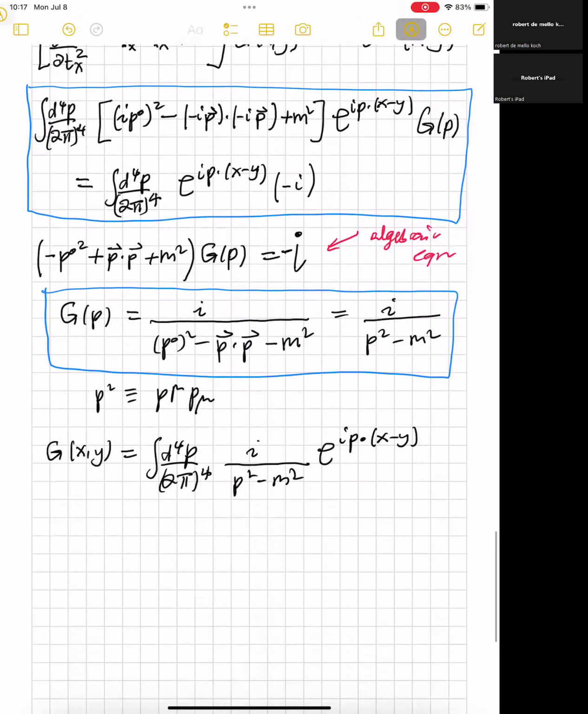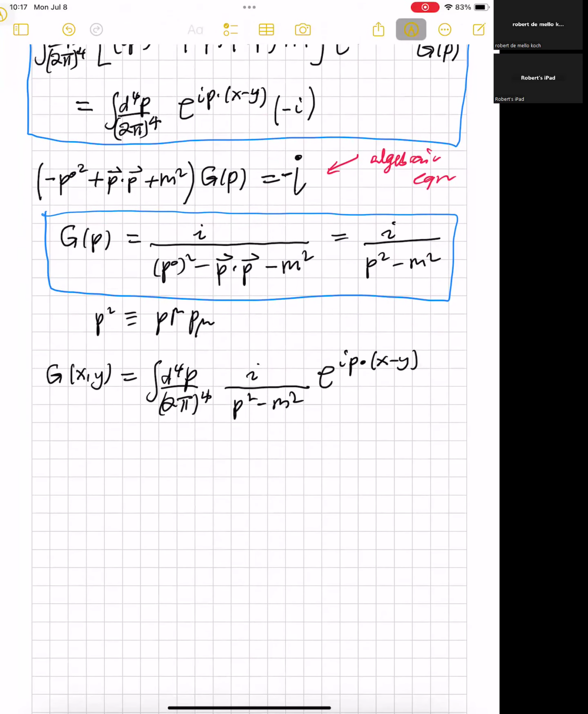Now that we've got this answer, I want to prove something that I said that we would prove. So let's look at g of y comma x. What is this equal to? Well, this will be an integral d4p over 2 pi to the 4, i over p squared minus m squared, e to the i p dot, and now we've swapped y and x around, so we'll have y minus x. Okay.